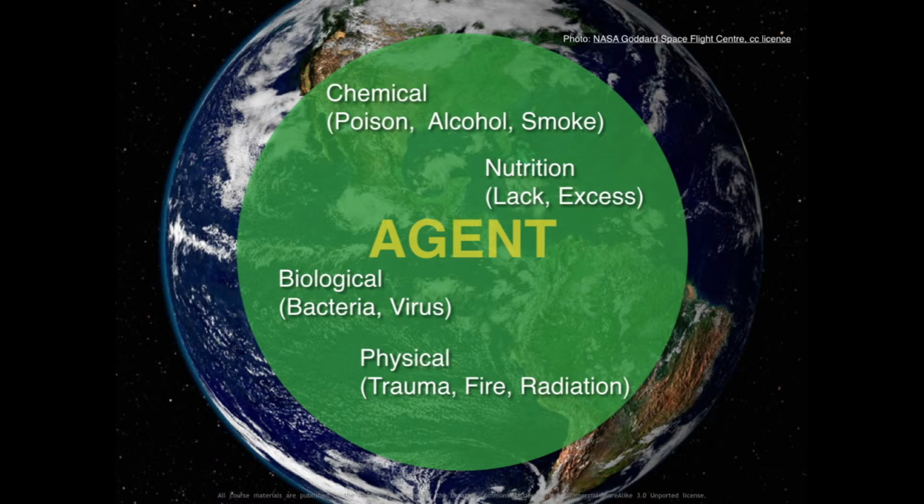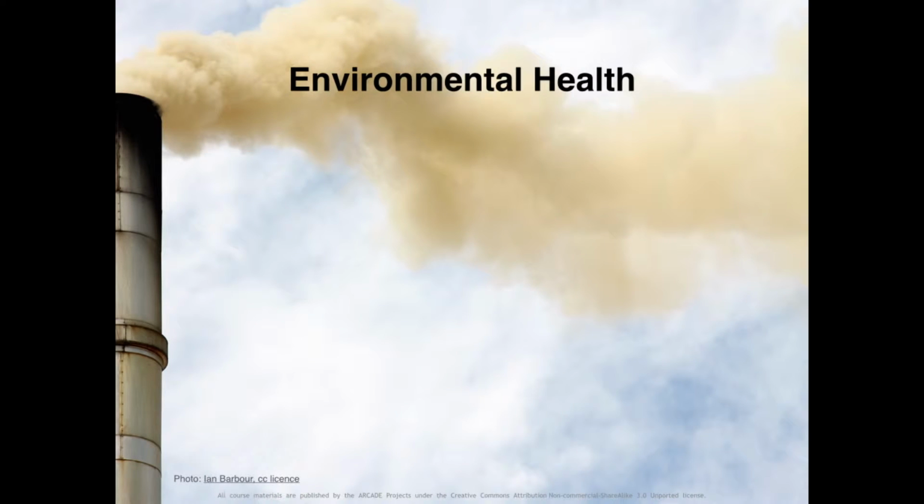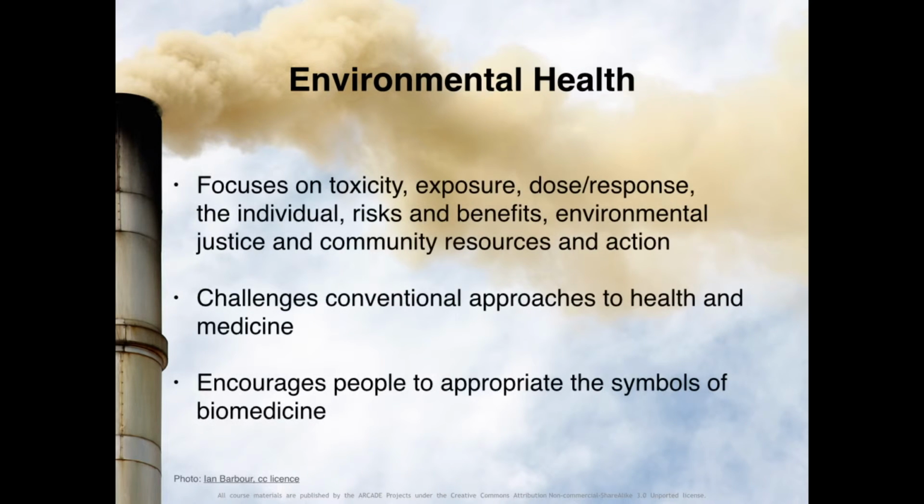This can be biological, in the form of bacteria or viruses, or chemical, poison, smoke, alcohol, or physical, such as trauma or fire. Environmental health focuses on topics such as toxicity, exposure, dose and response, individual susceptibility, risks and benefits, environmental justice, community resources, and action.